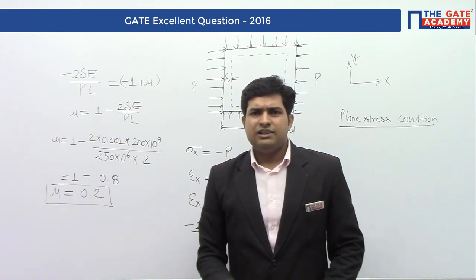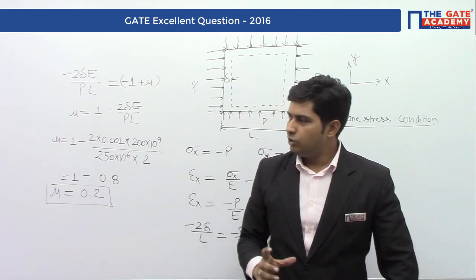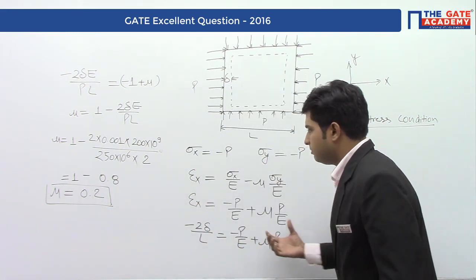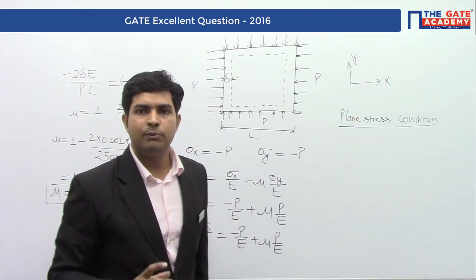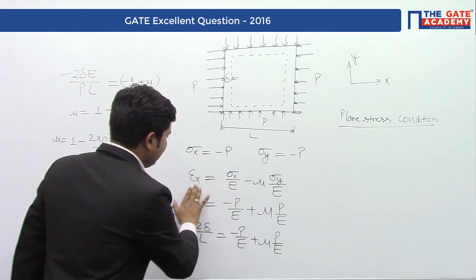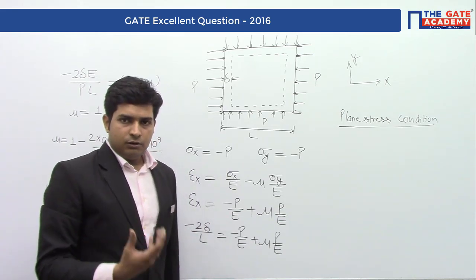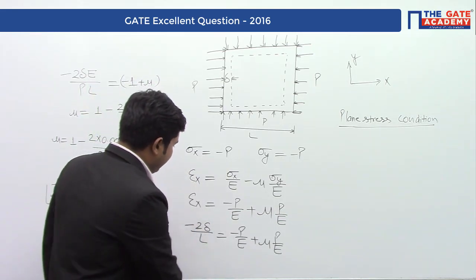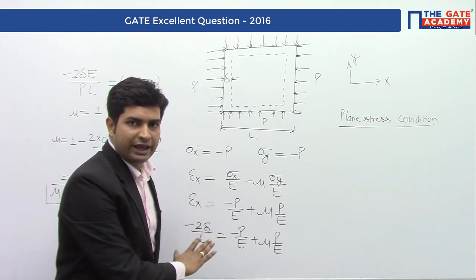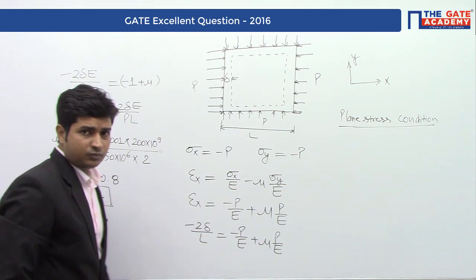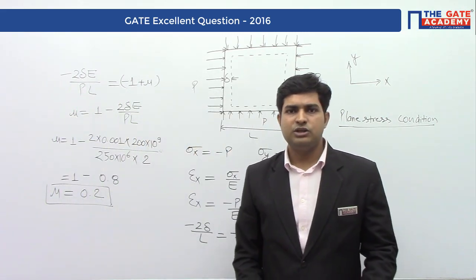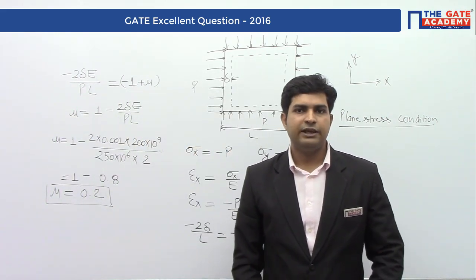In this question, a common mistake we make is to analyze this by the volumetric strain formula. Here we don't have to apply the volumetric strain formula. We just have to apply the longitudinal strain formula, epsilon x or epsilon y. You can solve it by epsilon x or epsilon y and you will get the same answer, 0.2. So the correct answer for the Poisson's ratio is 0.2. Thank you. Keep watching.